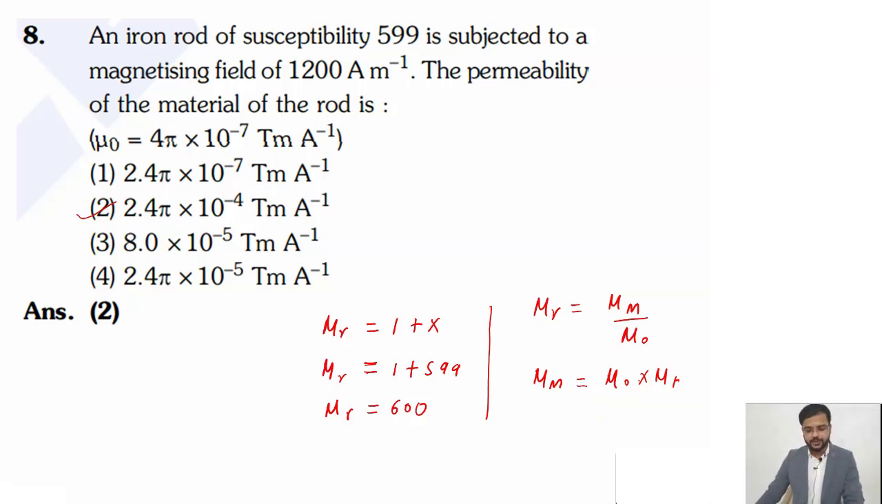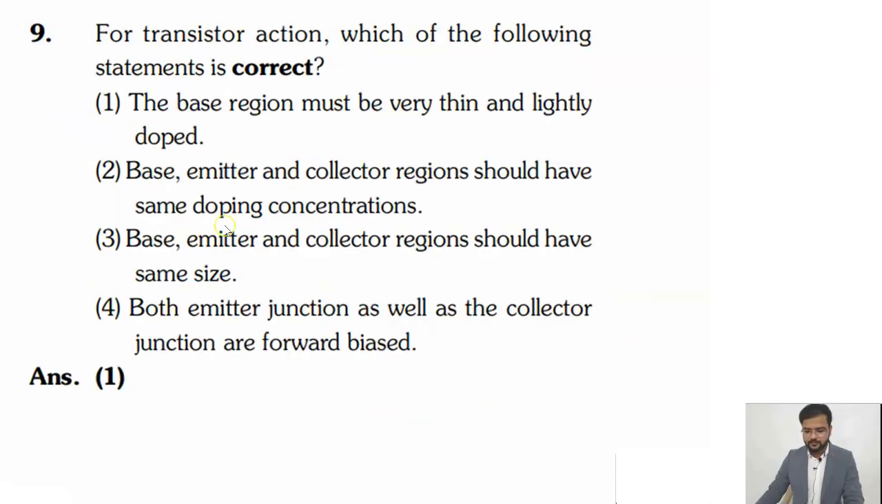Let's see the next question over here. For a transistor action, which of the following statements is correct? The base region must be very thin and lightly doped, in the base, emitter and collector regions. See, this question is given only on the definition of the transistor. If you know the definition of the transistor, you can easily give the answer for this question.